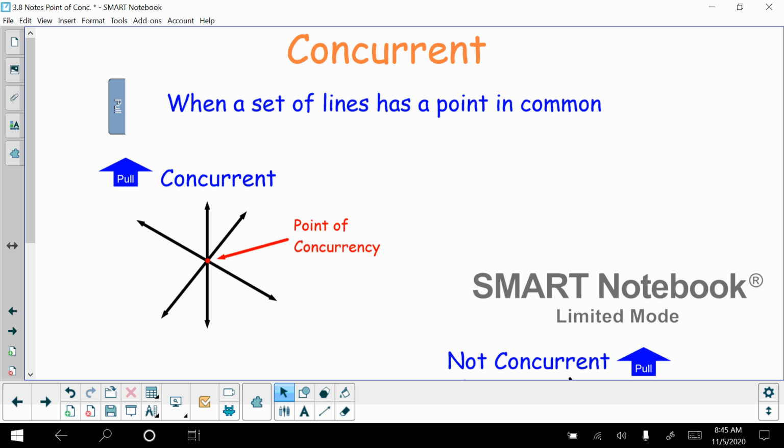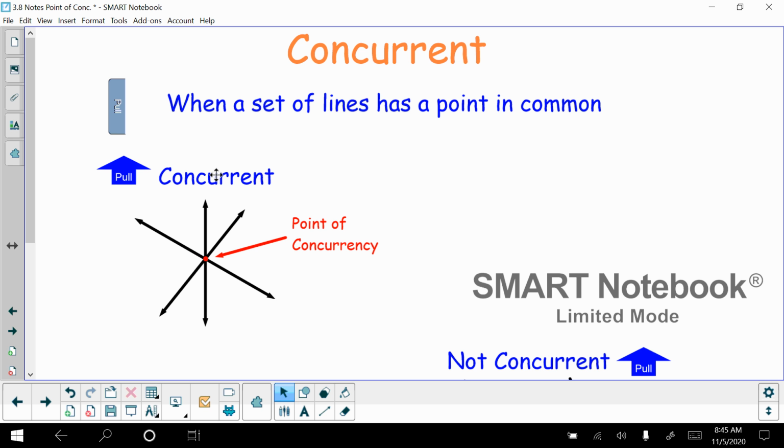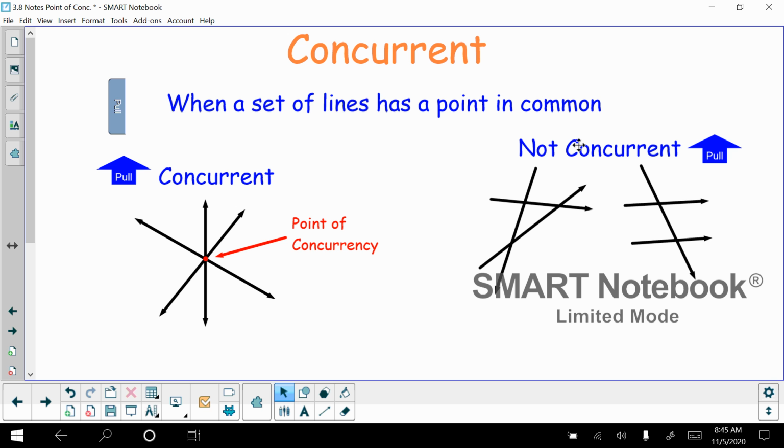So here's an example, a picture, and draw this picture onto your notes of what concurrent looks like. And so we call that the point of concurrency. Don't draw these pictures over here, but these are examples of lines that are not concurrent. So like I said, we're going to be working with concurrency through this whole lesson.